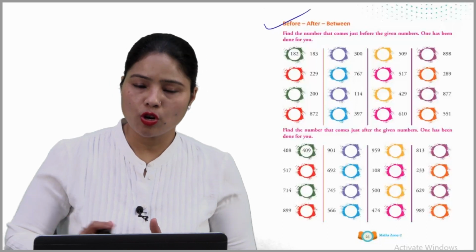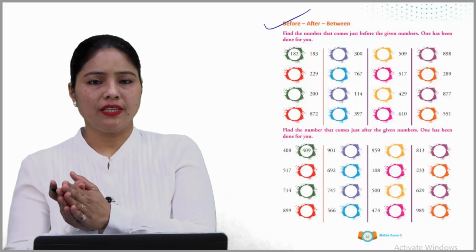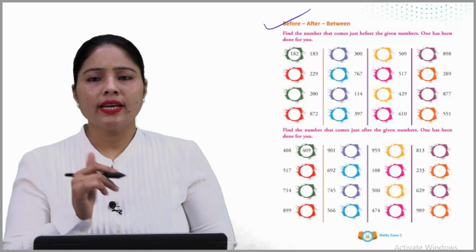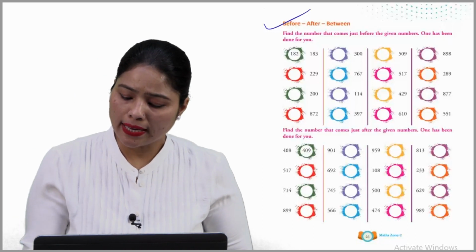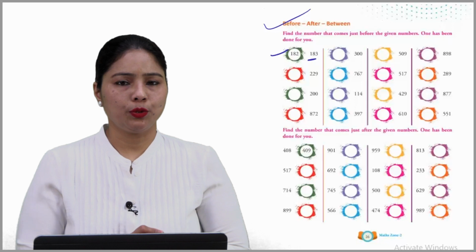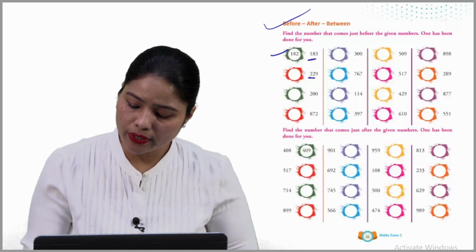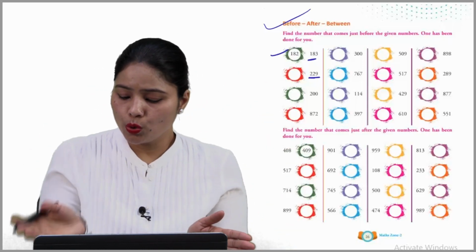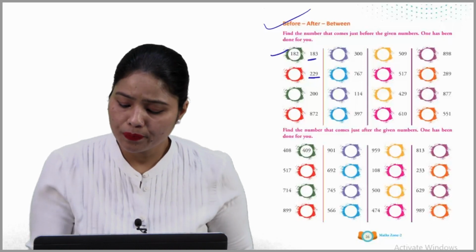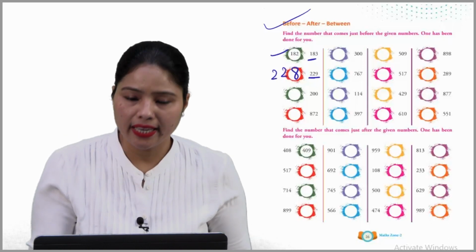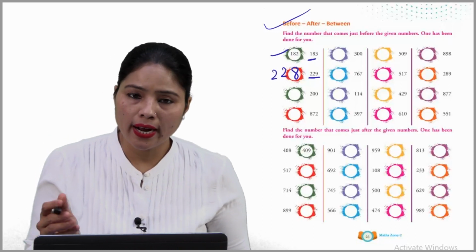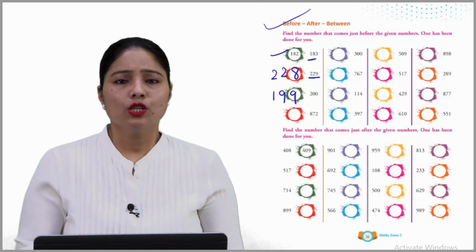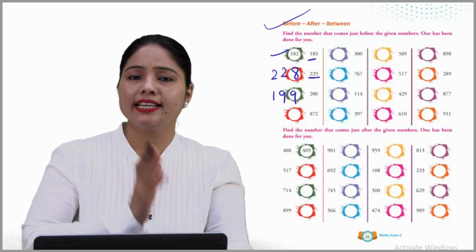Okay, so beta, the next topic is before, after, between. Find the number that comes just before the given number. Okay, one has been done for you. So before 183 is 182. Similarly 229. So what comes just before that number? So before 229 comes 228. Yes. And before 200 will come 199. Okay. So like this you have to fill the other blanks yourself.